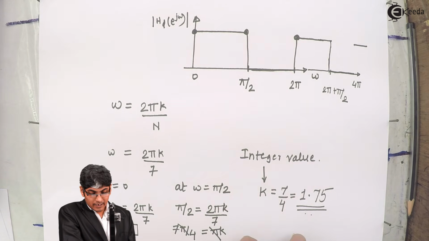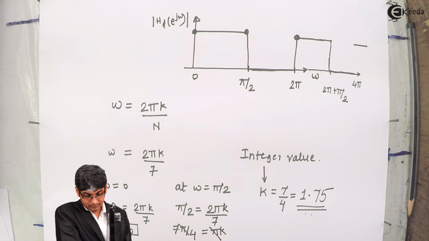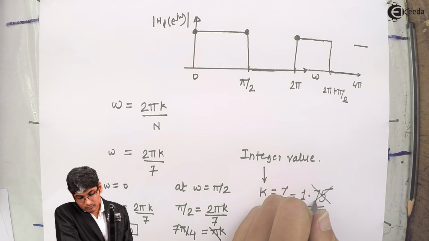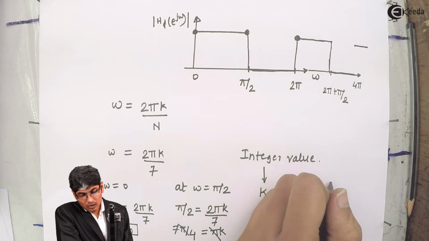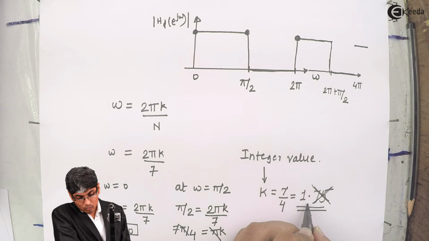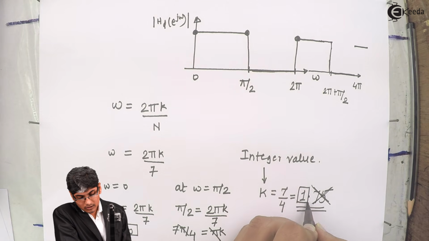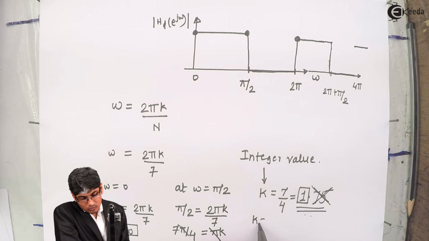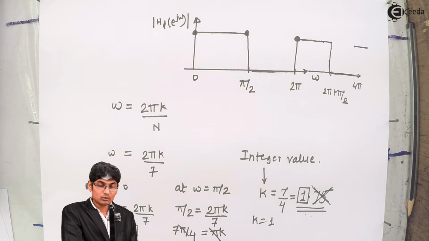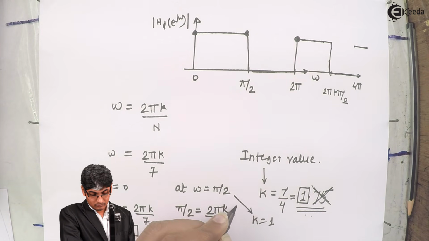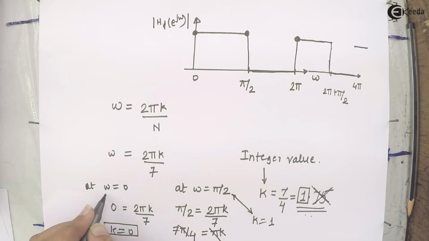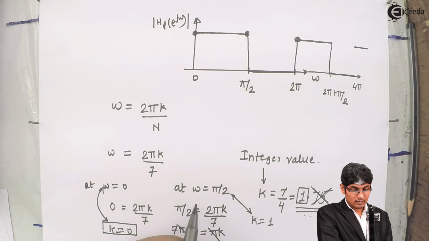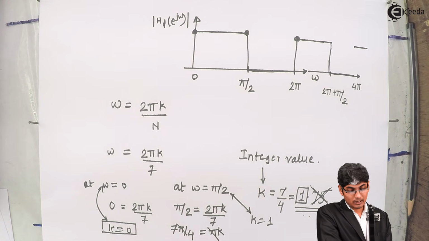Now how to obtain an integer value from 1.75? So from 1.75 I will neglect 0.75. We will not consider 0.75, and we will only look at what is coming before the point. So here k is equal to 1 for omega equals pi by 2. So that is a relation. Okay, here k is equal to 0 for omega equal to 0. Here k is equal to 1 at omega equal to pi by 2.